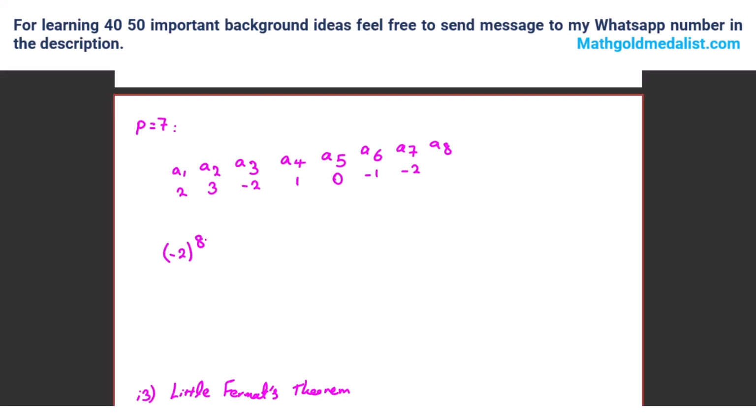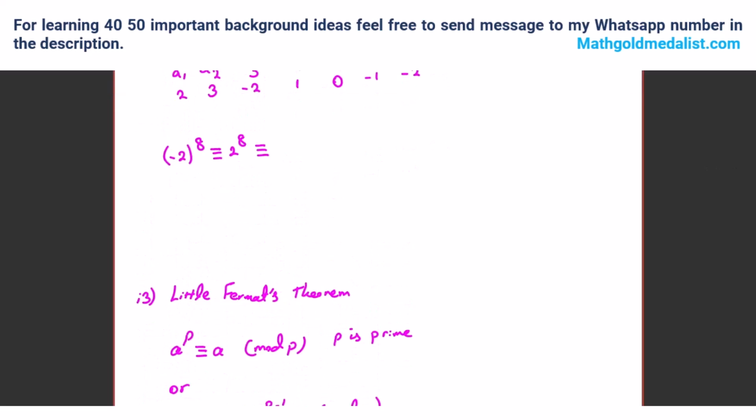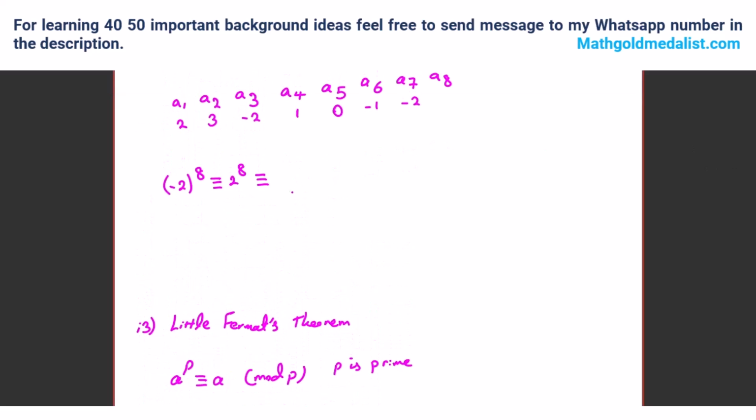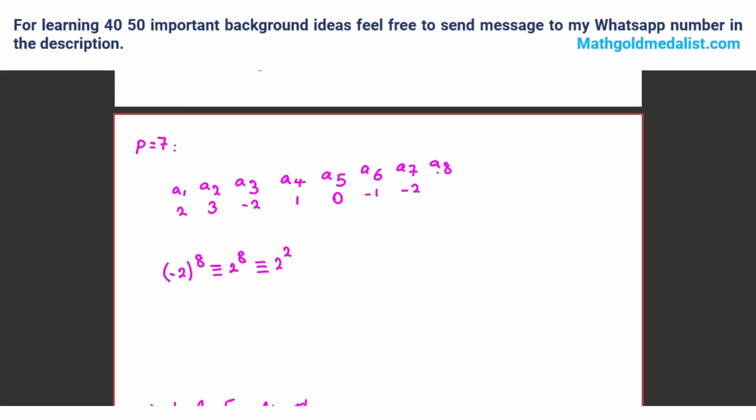Negative 2 to the power of 8. I want to see this one mod 7, then minus 1. This one mod 7 is what? It's 2 to the 8 because 8 is even. And we know 2 to the 7 is 2 because of this part, or you can say 2 to the 6 is 1. So it is 2 squared, okay? It's 4. 4 minus 1 is 3.